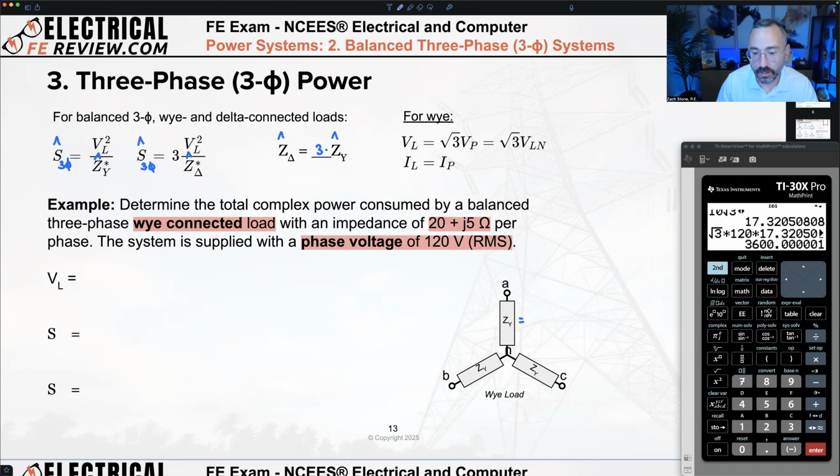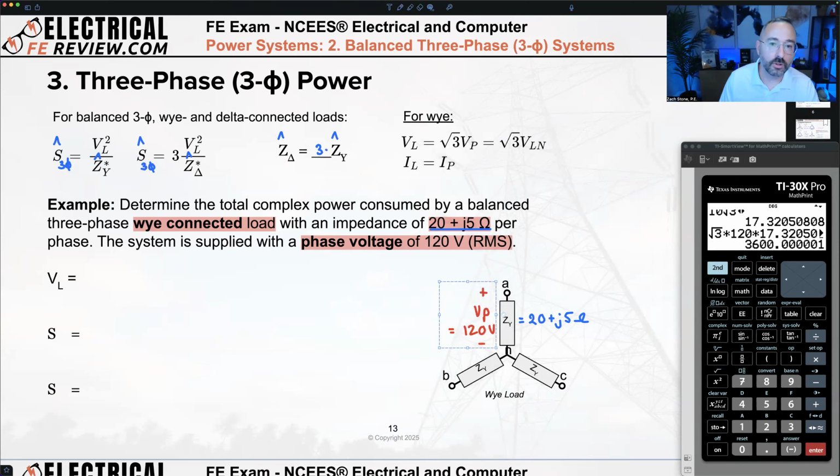ZY in each phase equals how much? I've got 20 plus J5 ohms in phase A from A to neutral, phase B, B to neutral, and phase C, C to neutral, 20 plus J5 ohms in each phase. Now, the voltage. Is this my line voltage that I'm going to plug into this formula? If I have a Y connected load and it says phase voltage, this is my line to neutral voltage. So here is V phase equals 120 volts from A to neutral.